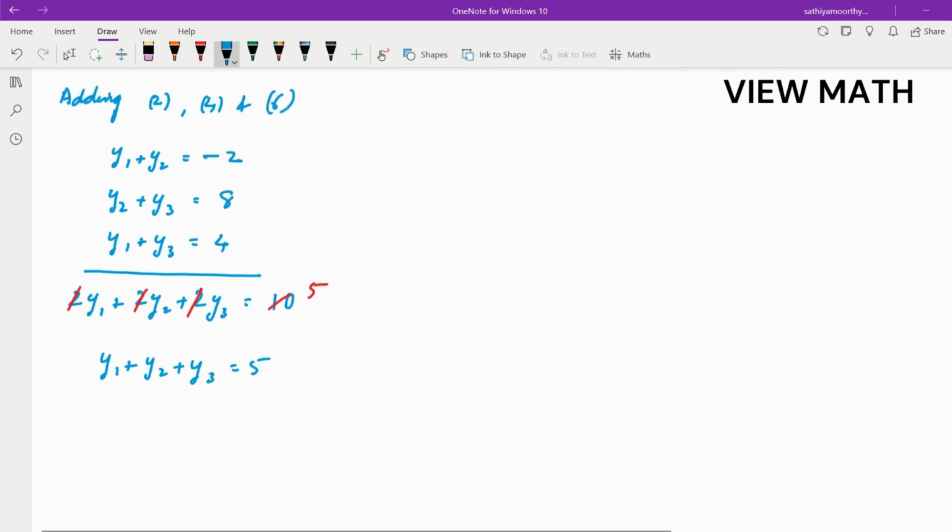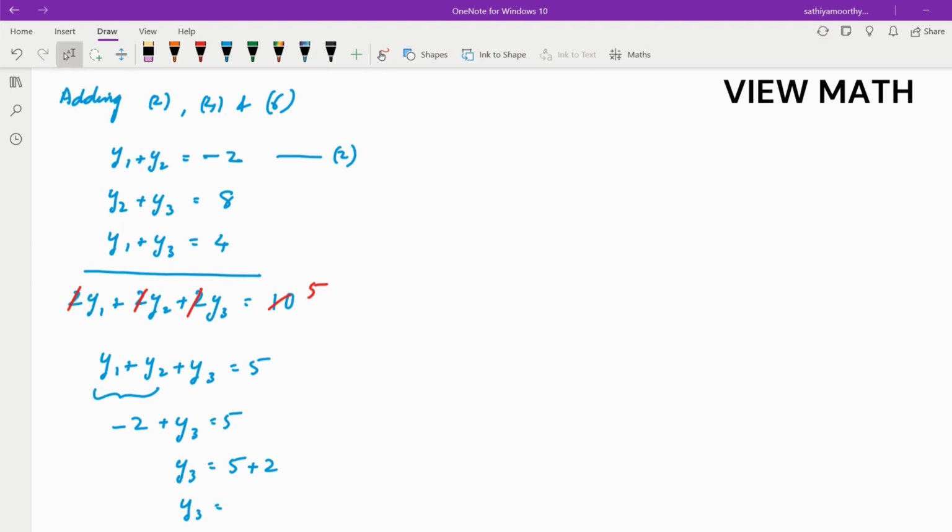Now here y1 plus y2 is equal to minus 2. This is the second equation. So let me substitute it. Minus 2 plus y3 is equal to 5. So y3 is equal to 5 plus 2. 2 I'm bringing to the other side. Therefore y3 is equal to 7 I'm getting.